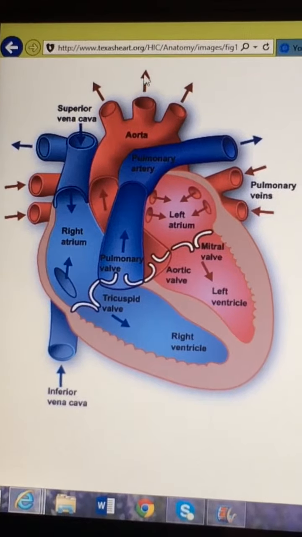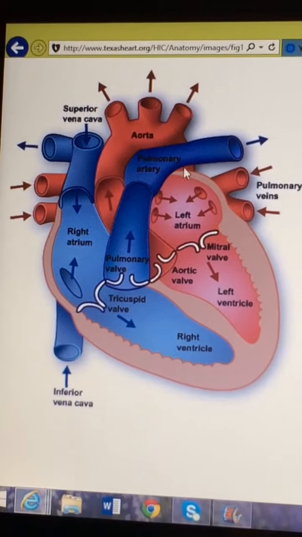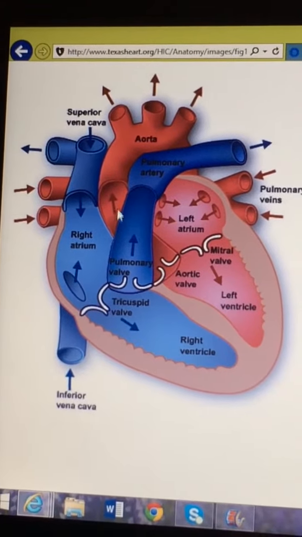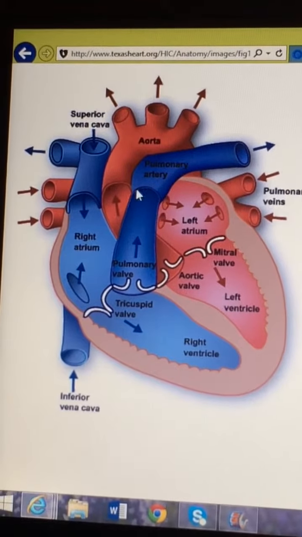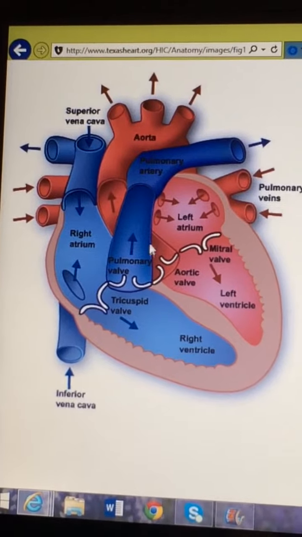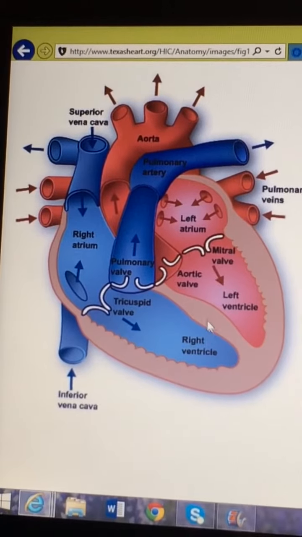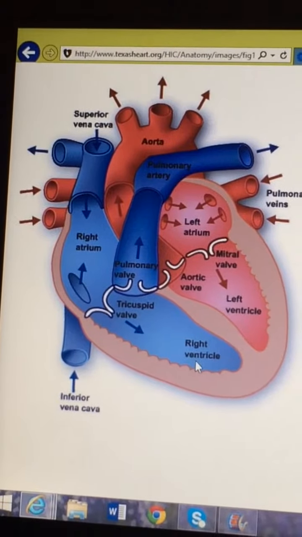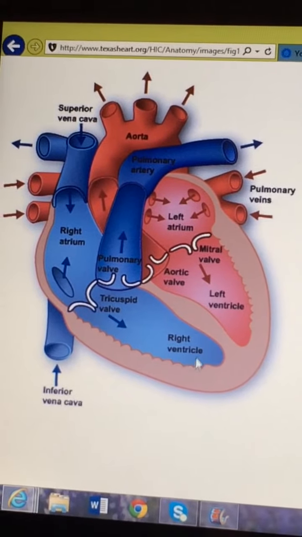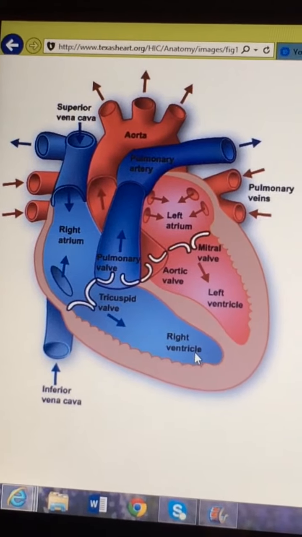The pulmonary valve separates the right ventricle from the pulmonary artery. As the ventricles contract, it opens to allow the deoxygenated blood collecting in the right ventricle to flow into the lungs. It closes as the ventricle relaxes, preventing blood from returning to the heart.